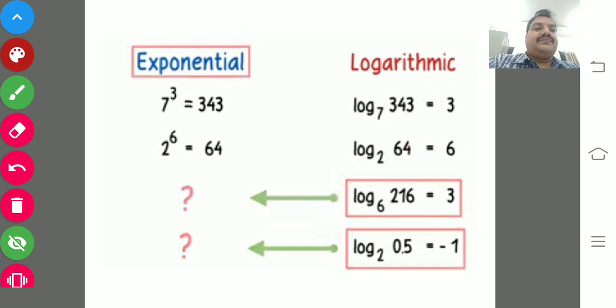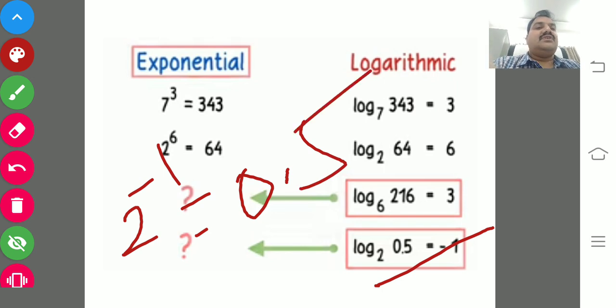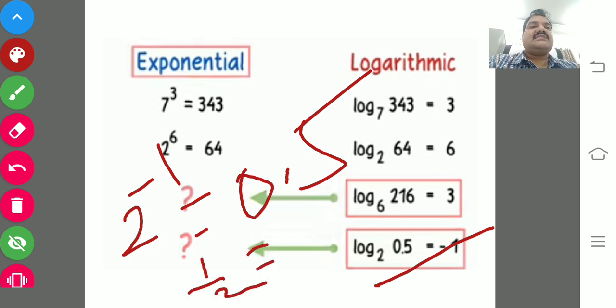And one more, 2 inverse equal to 0.5. So the answer is 1 by 2. You know 2 inverse equal to 1 by 2. How? x inverse equal to 1 by x. So 1 by 2 gives us the value 0.5.